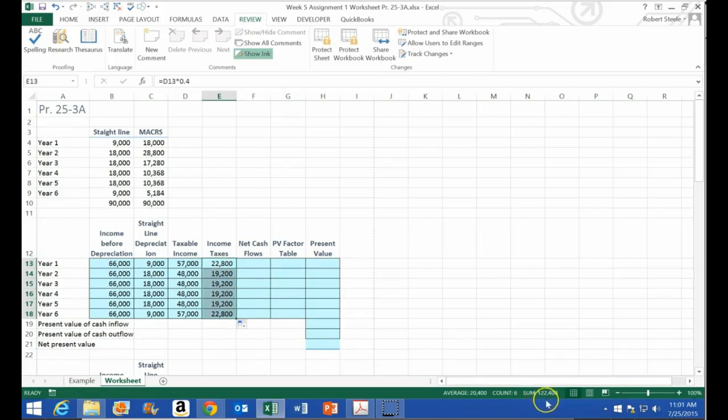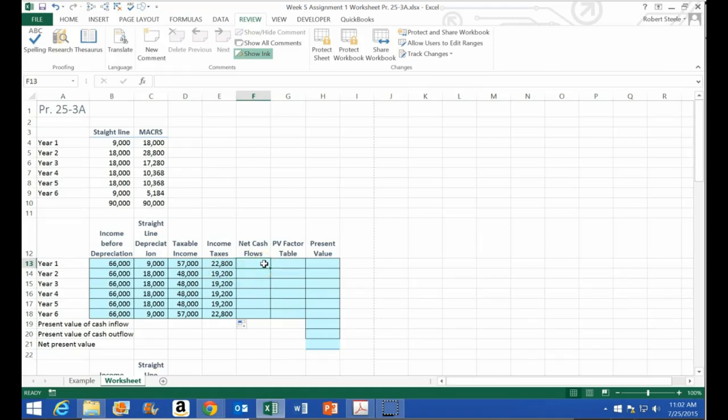So that's the $122,400. And now we're trying to figure out the net cash flow. We're not trying to figure out net income. Net income would be this minus this. But what we're thinking about is how long it will take us to get our money back.